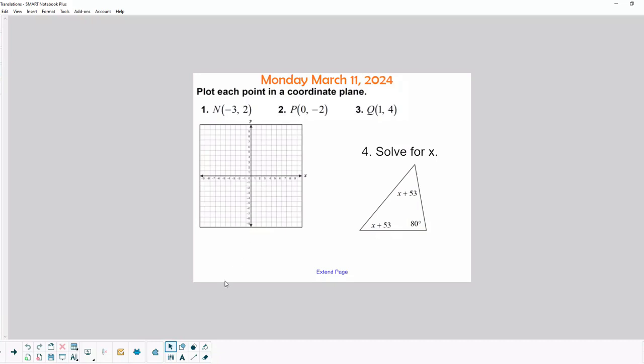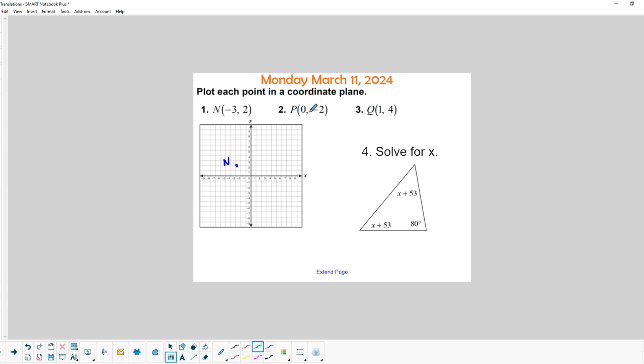It's kind of a new subject than from what we've been doing the last couple of weeks. So first of all, this first problem, we just have to plot a couple of points. So point N is at (-3, 2). So we go in the X direction -3 places, and then in the Y direction up 2 places. So that would be where point N would go.